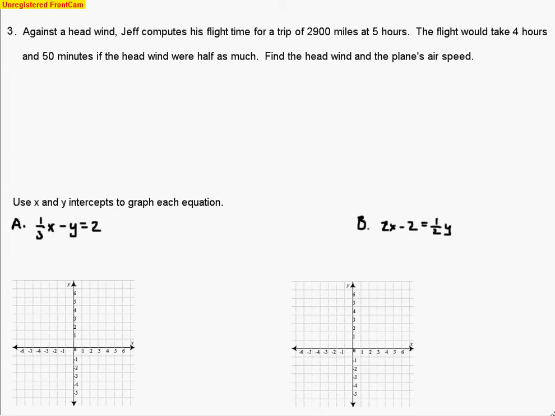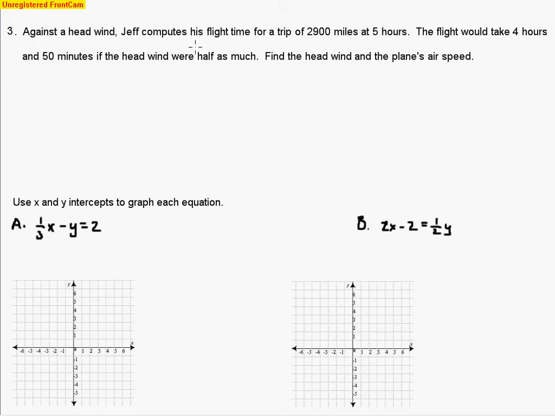So here's another example of a wind speed problem. And wind speed and current problems, when we're going down a river or up a river, are very similar problems. So let's take a look at what this one talks about. Against a headwind. So we're going against the wind.